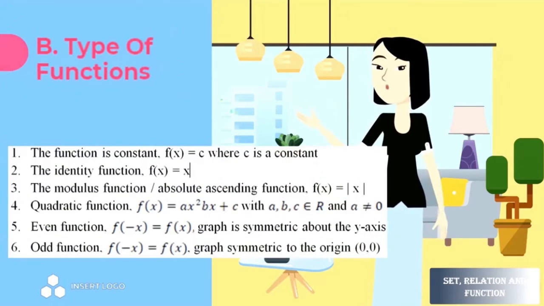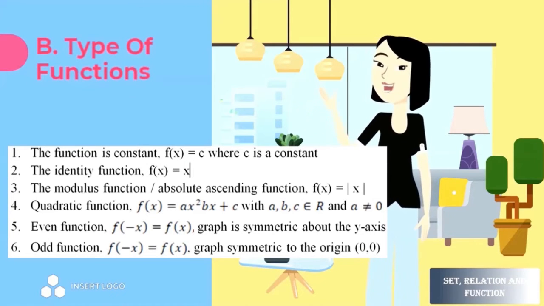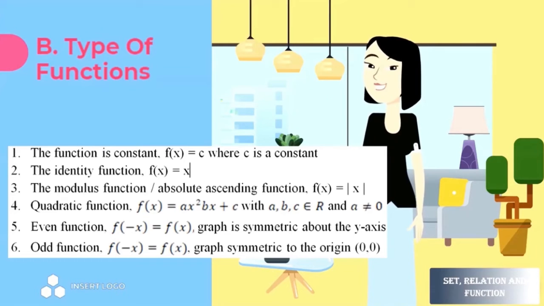Fifth, even function. f(negative x) is equal to f(x). This graph is symmetric about the y-axis. Sixth, odd function. f(negative x) is equal to negative f(x). The graph is symmetric to the origin (0,0).